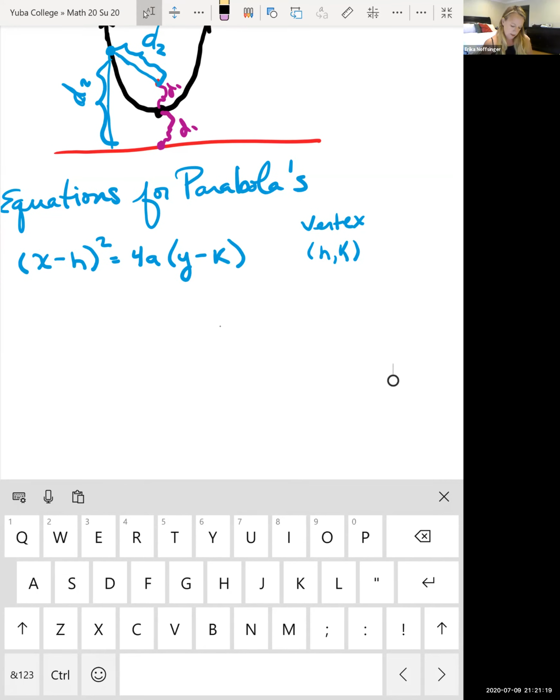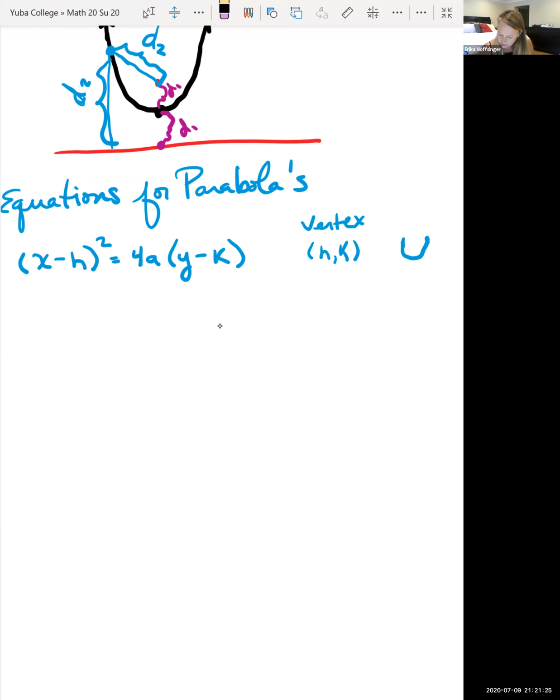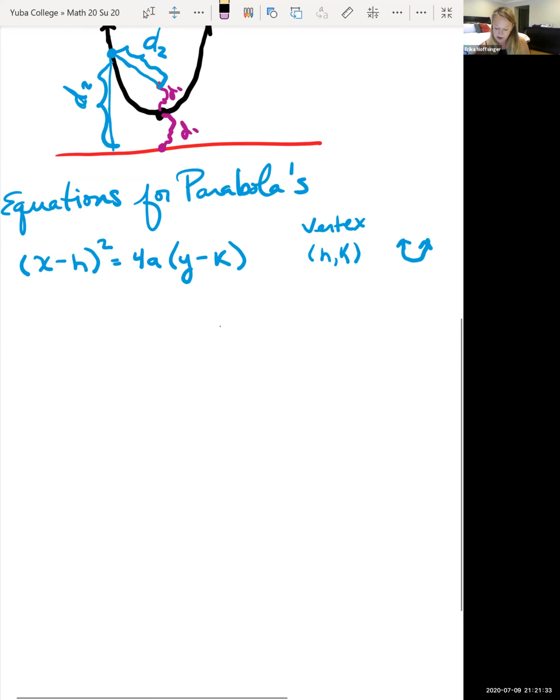Okay, so this one, the shape is like this. They do it a little differently. That graph is a shape like that.